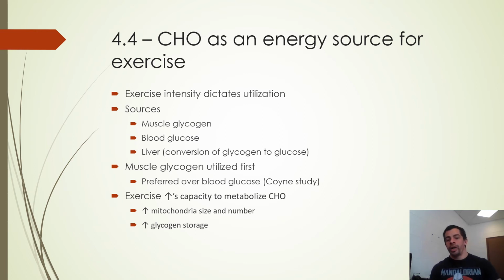Now, carbohydrate as an energy source for exercise. The most important thing that we have to remember with regards to carbs as an energy source is that exercise intensity dictates utilization. That's been a topic throughout the semester so far, where we've talked about high intensity exercise using the phosphocreatine system, and then that middle-ish range using the glycolytic system. So our sources, right, of carbohydrate are going to be our muscle glycogen, our blood glucose, and our liver. Right? I already said our liver converts our glycogen to glucose.